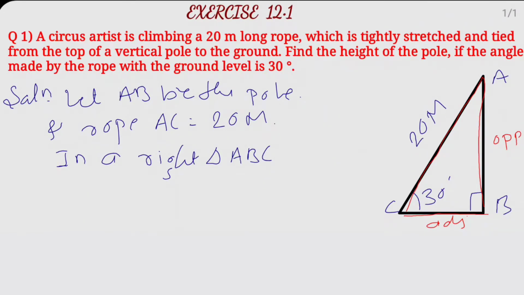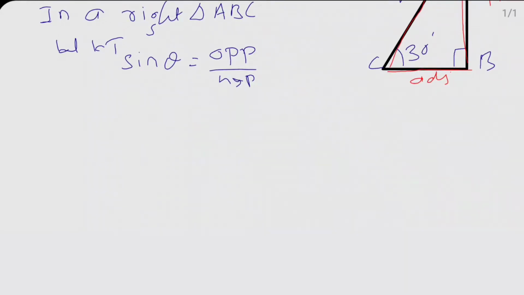So here we want to check in which trigonometric ratios we have the hypotenuse and opposite side. We have sine and cosec theta. Sine theta equals opposite by hypotenuse and cosec theta equals hypotenuse by opposite. So now I will use sine. We know that sine theta equals opposite by hypotenuse. So now here, we know the value of theta.